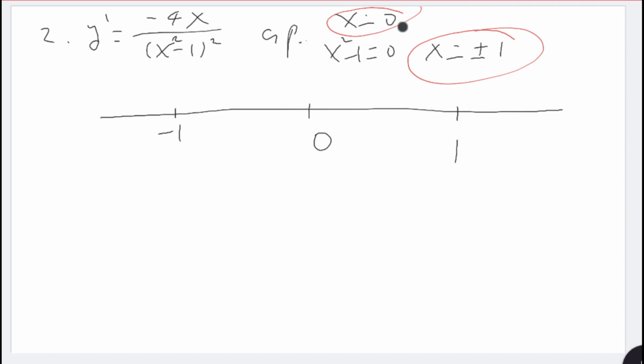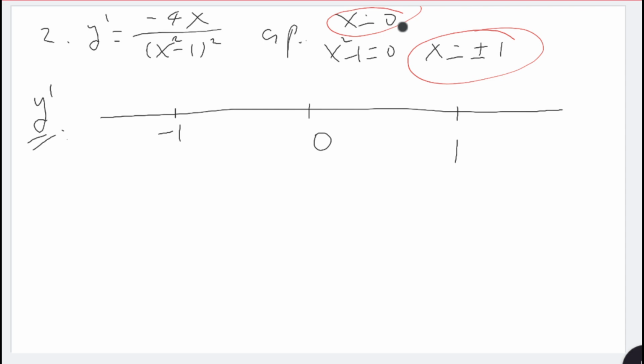Now we've done this kind of work. So just make sure this is the sign for y prime. Then you check the sign of the derivative in each subinterval. Now, in this case, the denominator is a square, so the denominator is always positive, right? So we don't have to worry about that.